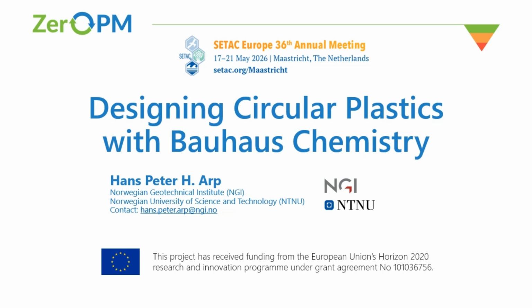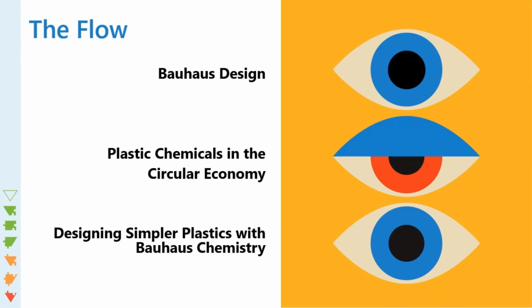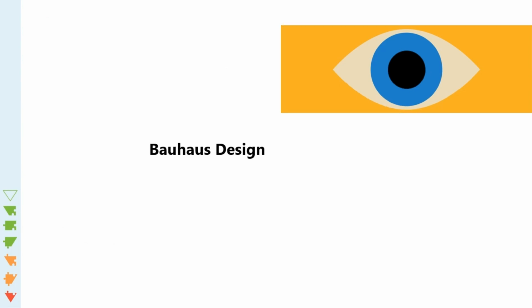I got inspired recently by a visit to the Bauhaus School of Design, or Bauhaus Museum in Dessau-Roßlau, Germany, and how we can maybe apply it to our SSBD frameworks, for instance. So the flow of my talk is going to have three parts. I'm going to just introduce you to Bauhaus design and what that is. And then I'm going to talk about plastic chemicals in this circular economy, and then how we can design simpler plastics with Bauhaus chemistry. So first part is Bauhaus design.